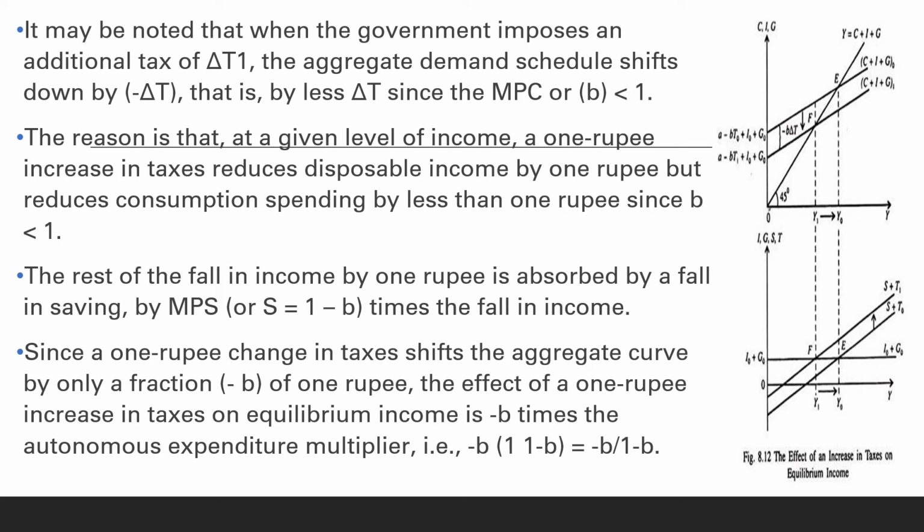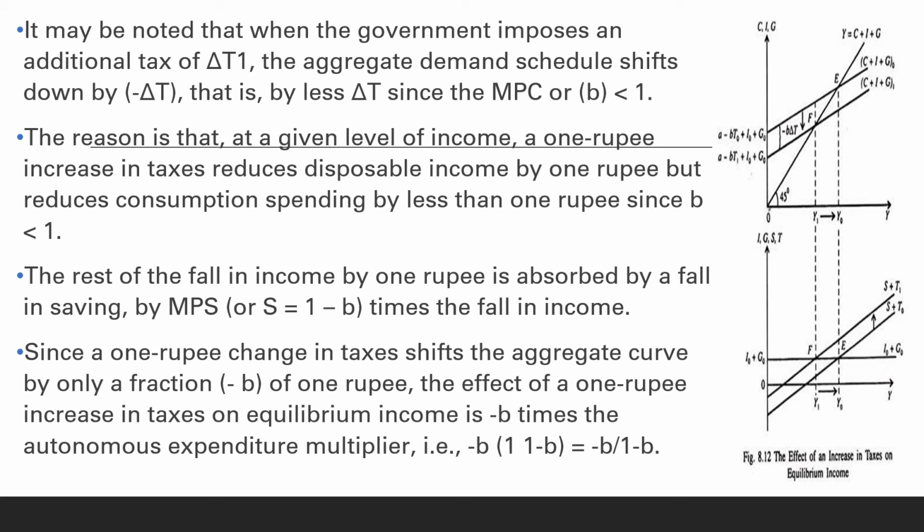The reason is that at a given level of income, a 1 rupee increase in taxes reduces disposable income by 1 rupee, but reduces consumption spending by less than 1 rupee, since B is a value which is less than 1. The rest of the fall in income by 1 rupee is absorbed by a fall in saving, that is MPS. MPS is equal to 1 minus MPC. Since MPC is equal to B, MPS is equal to 1 minus B.